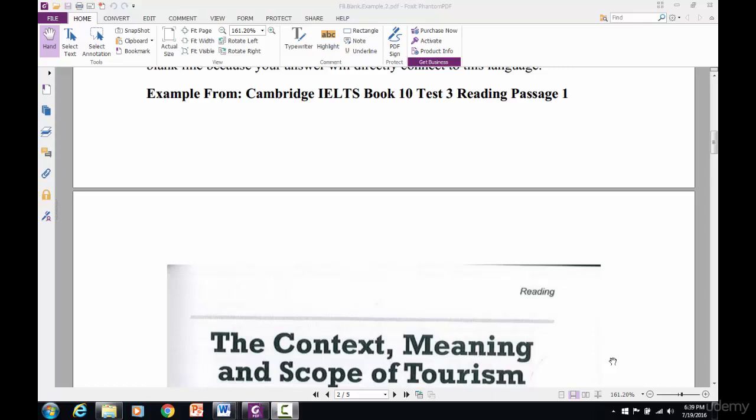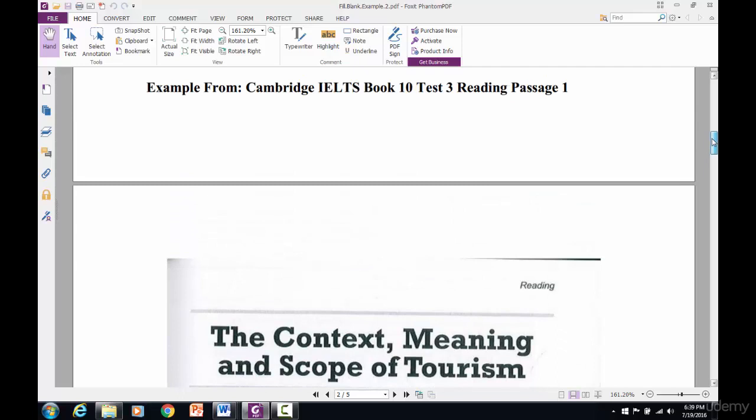Okay, so let's go through our next reading comprehension fill in the blank example. And this example is coming from the Cambridge IELTS book 10, test 3, reading passage 1. And so, like I said, I encourage you to have the books so you can follow along with us. You can purchase the books online.